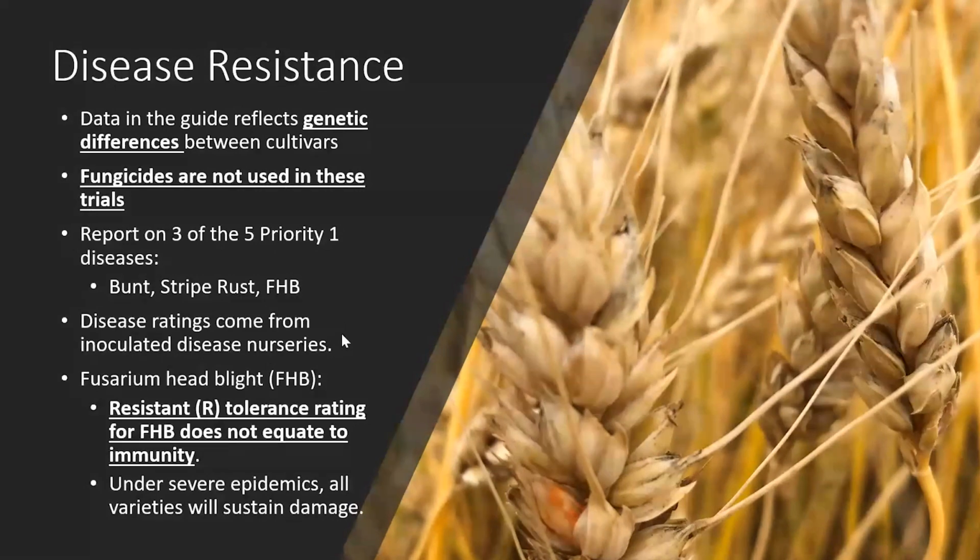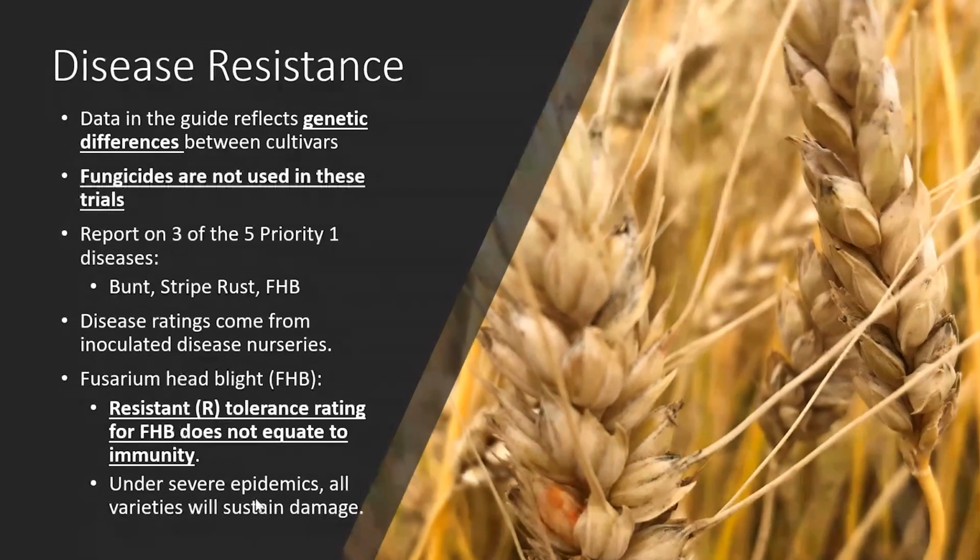They are using strains from Western Canada so that we are testing the genetic resistance against the strains that are in farmers' fields. And I want to zone in on FHB because that's maybe the tough nut to crack in terms of disease resistance. If we had a resistant variety of CWRS wheat, which we don't, I want to be clear that that would not equate to immunity. Under severe epidemics of fusarium infection, all varieties will sustain damage.